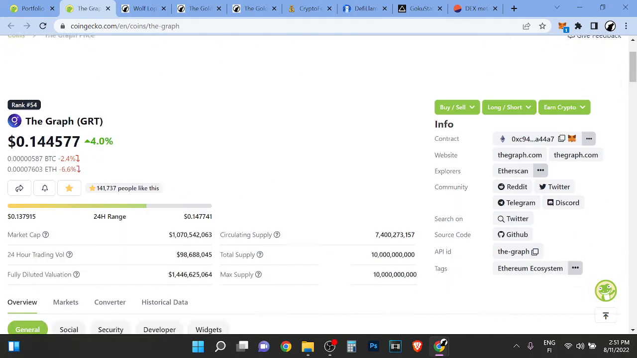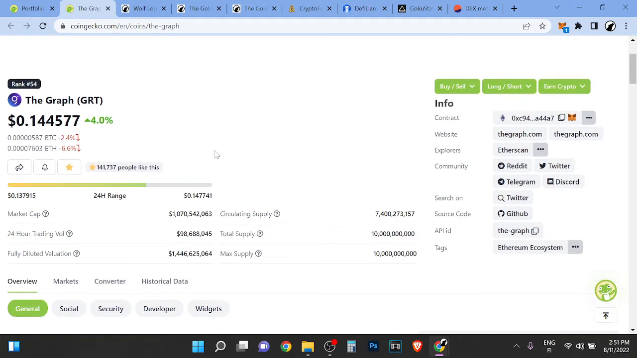So this is the Graph price update, and why I think the Graph can make you crazy gains and why the Graph is part of my portfolio. Okay, so let's jump into it.